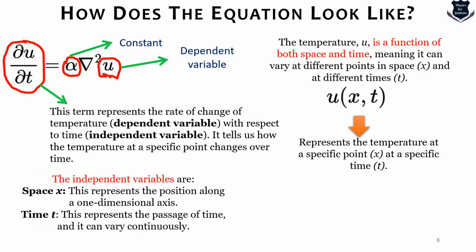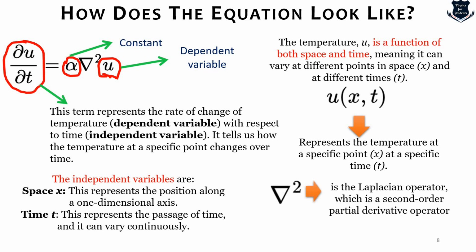Now what are the dependent and independent variables? Again, a quick recap: the independent variables are space, x, and time, t. And this nabla square is the Laplacian, which is a second order partial derivative and can also be written as this.